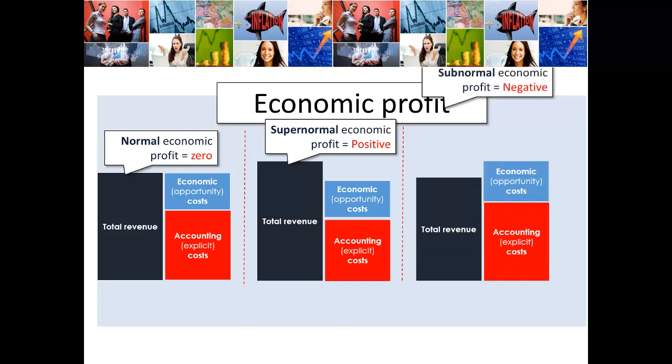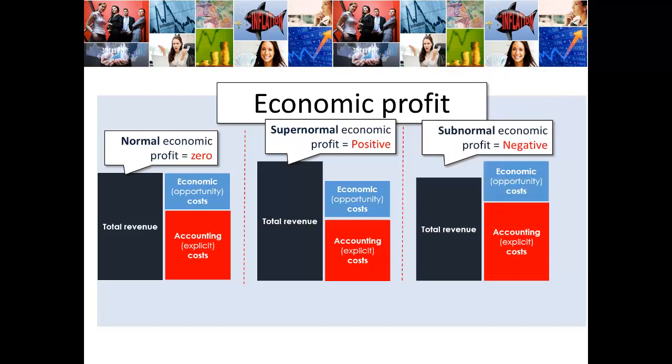And if total revenues are less than accounting and economic costs combined, then the terminology is subnormal economic profit. Why don't they call it a loss? I have no idea, but the terminology is subnormal economic profit. So that's a negative economic profit. And we can see from the subnormal economic profit diagram that a firm can be making an accounting profit if they don't factor in the opportunity costs, but making an economic loss, subnormal profit, once economic opportunity costs are factored in. Okay, we're going to look at this in more detail next lesson, economic profit. Thank you.